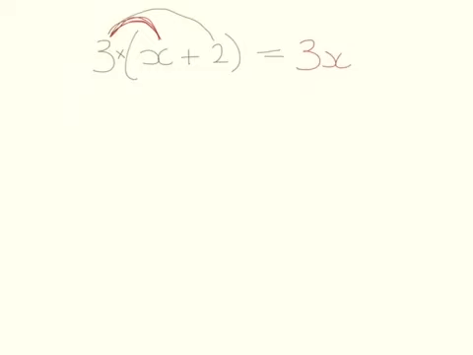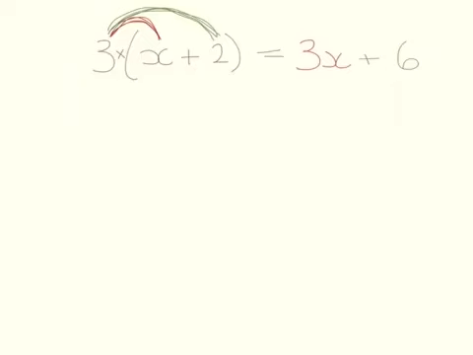Then we have something called expanding. If I've got 3 outside a bracket with x plus 2 in it, that means that that 3 has to multiply with the x in the bracket and with the 2 in the bracket. So firstly, the 3 multiplies with the x to give us 3x, and then the 3 has to multiply with the positive 2 to give us 3 times 2, which is 6. So that bracket expanded gives you 3x plus 6.